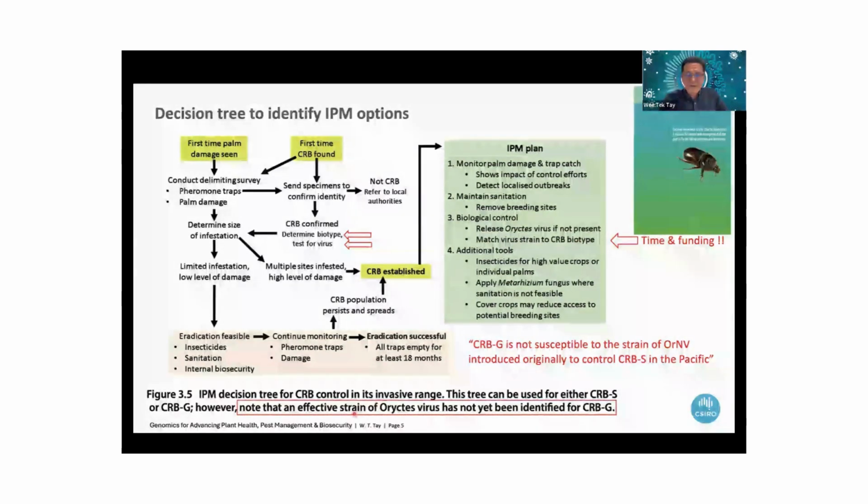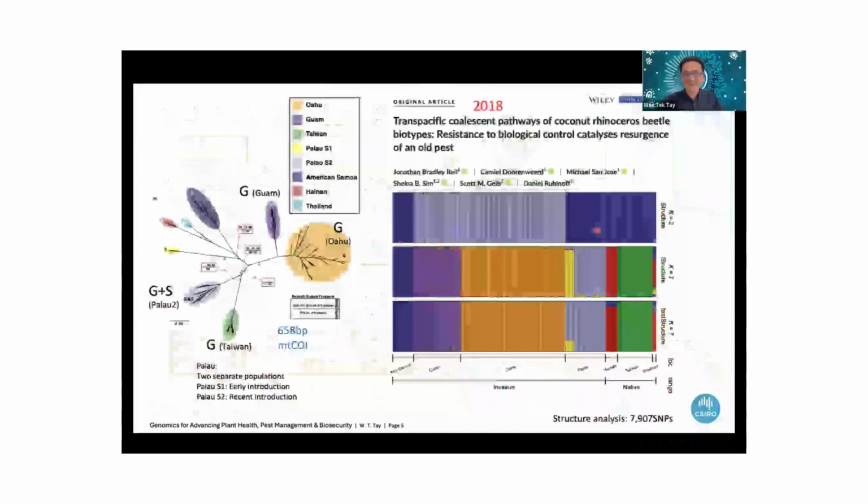However, when this report was developed, no effective strain of the virus had been detected that could work on CIBG. So CIBG is not susceptible to the strain of the virus, and yet we need to find the virus that is able to control the CIBG. While this is being developed and researched, the beetle is killing the palm 24/7, ongoing every day, every year. So this is quite depressing.